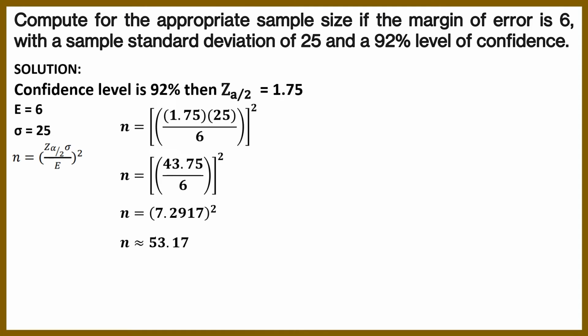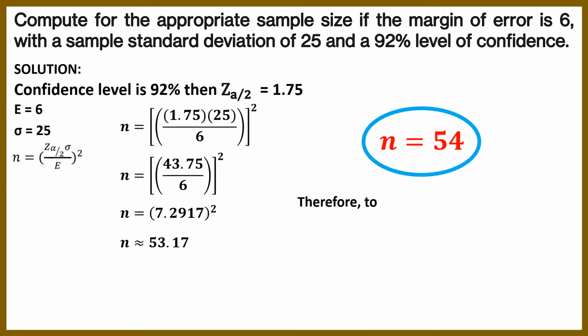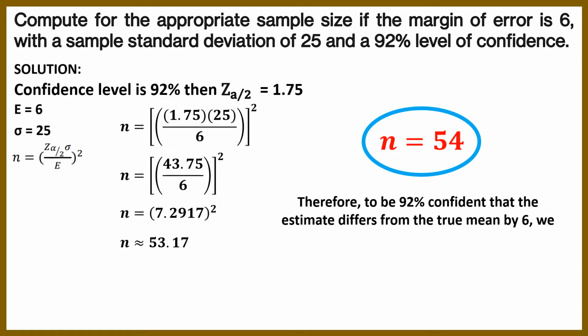So, therefore, round up natin siya. The value of our sample size, or the sample size we are looking for, is 54. So therefore, to be 92% confident that the estimate differs from the true mean by 6, we need a sample size of at least 54.